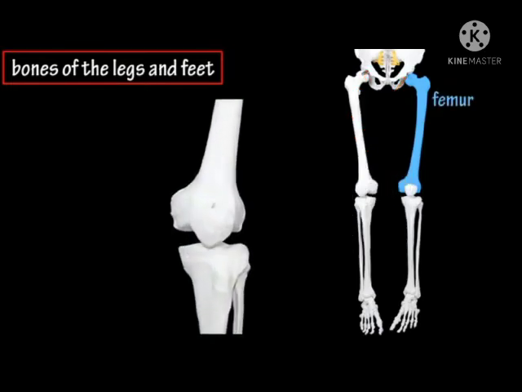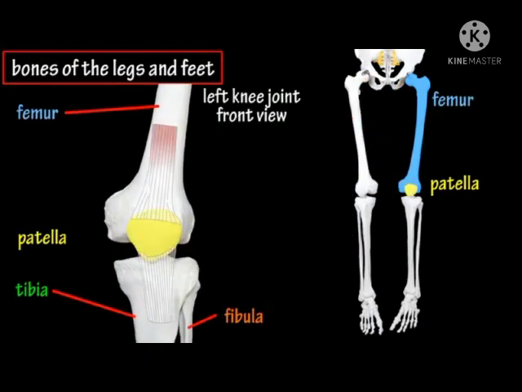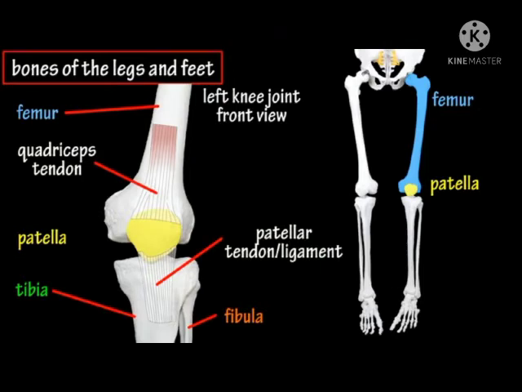The patella bone, which is often called the kneecap, is attached to the quadriceps muscle by the quadriceps tendon, and it is also attached to the tibia bone by the patellar tendon, or patellar ligament. This bone allows the tendon to glide more smoothly and provides protection for the knee joint.